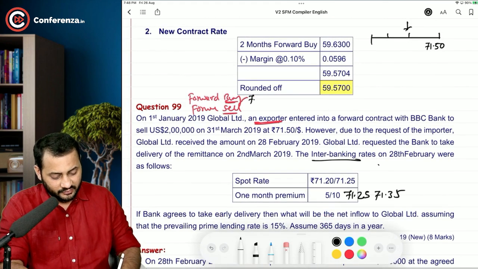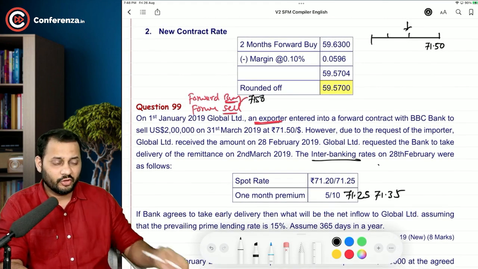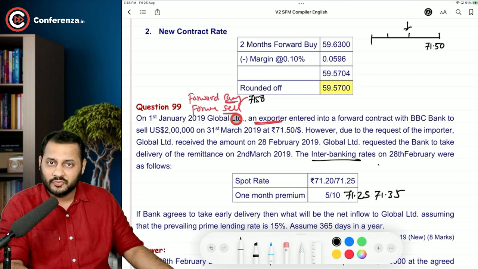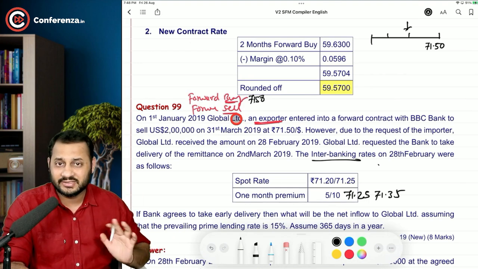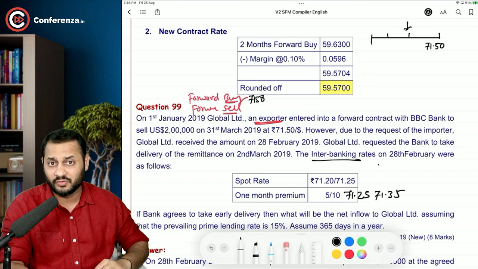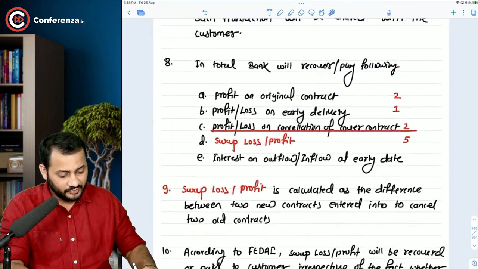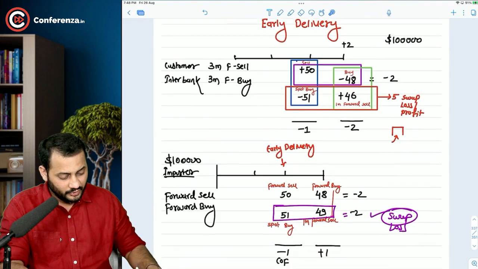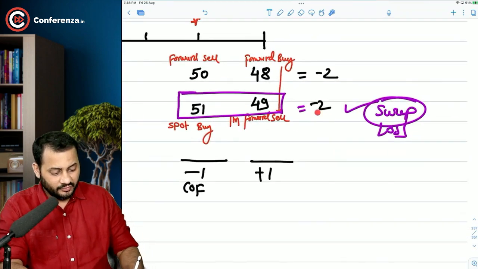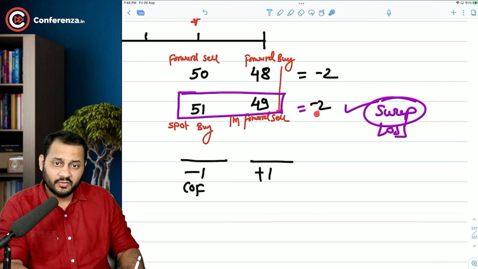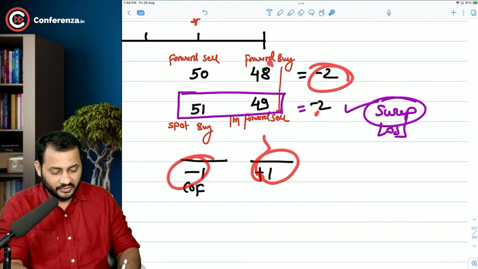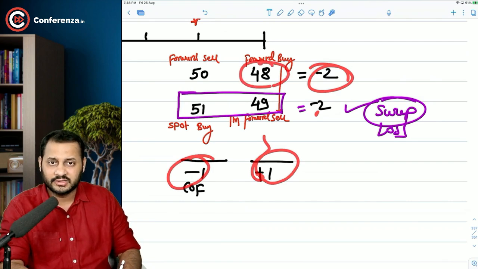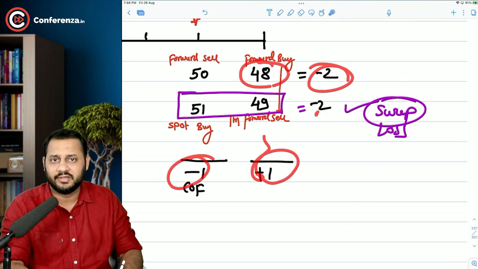Now, this is 71.50. There is no information for the cover contract in the question, and there is no requirement for it also. It is not necessary that the data should be given for the cover contract, because at the end of the day we will calculate this figure, which will cover this loss and this loss as well. So if no value of 48 is given in the question, it's still okay. We don't need it. We need these two values, and this is already given.